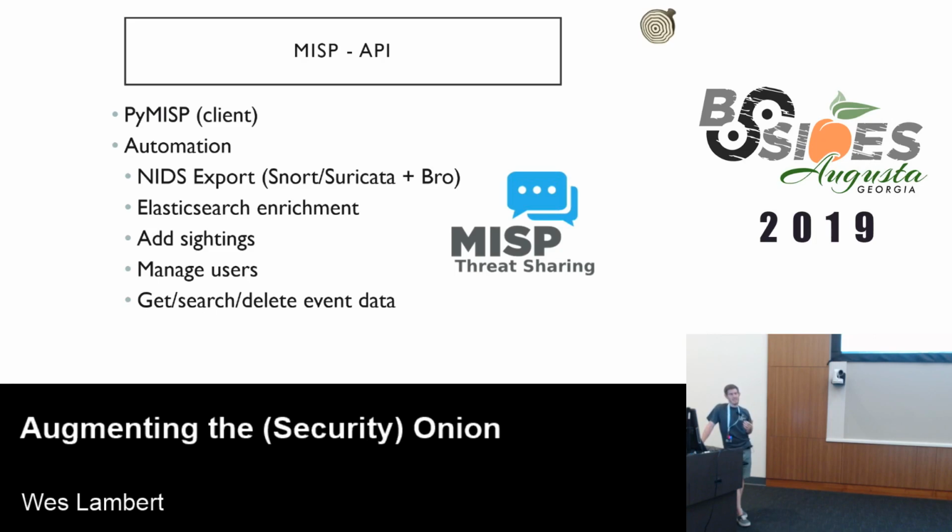What this does is allow you to conduct automation, right? The things that I mentioned, the NIDS export for Snort, Suricata, or Bro. You also have Elasticsearch enrichment opportunities, which I'll talk about in just a second. You can add sightings for a particular IOC. You can manage users and do all sorts of other cool things.